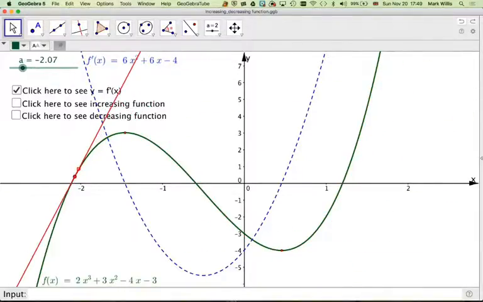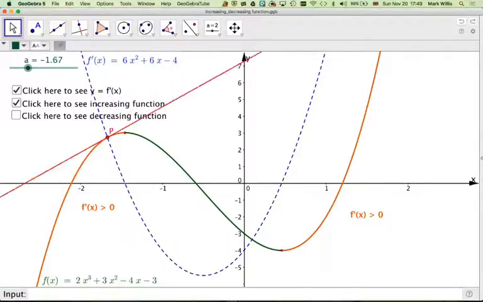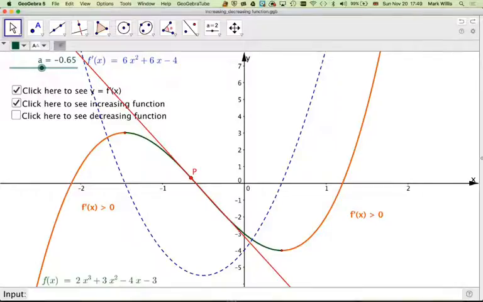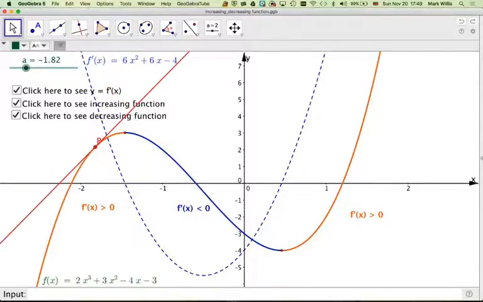So we can make some sort of conclusion. Okay, if I click here, the orange bits of the graph, let's just move the tangent out of the way for a minute, the orange bits of the graph here and here, the function is said to be an increasing function, and for an increasing function the first derivative will be greater than 0.